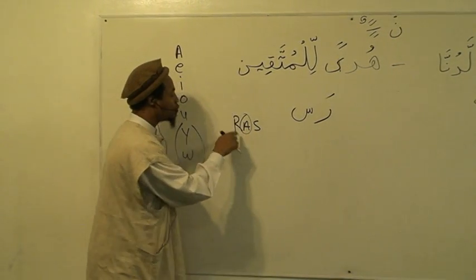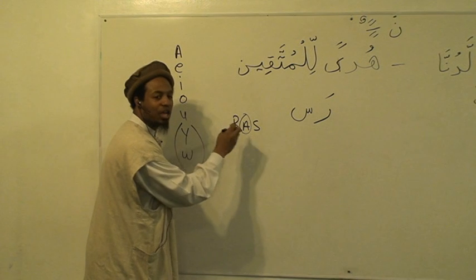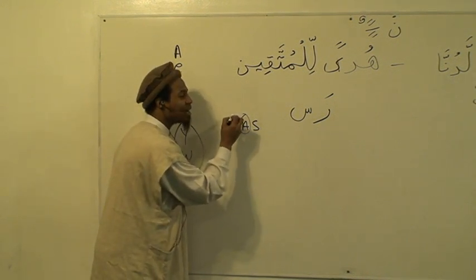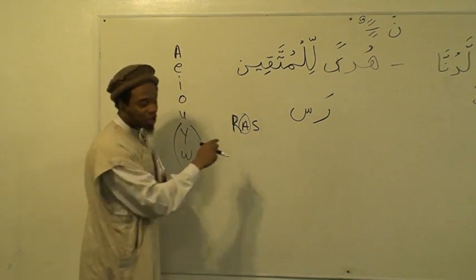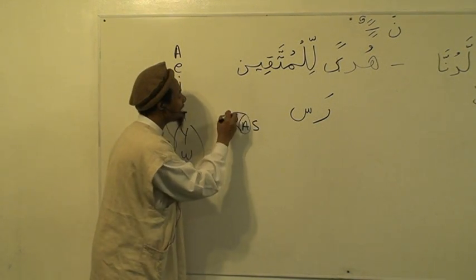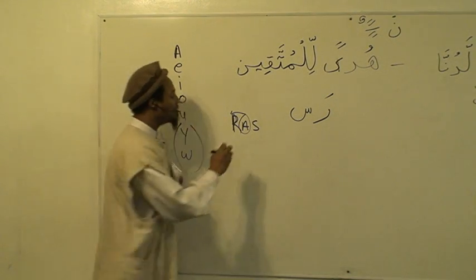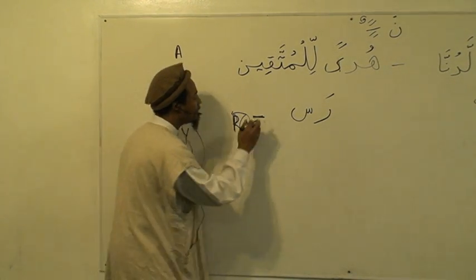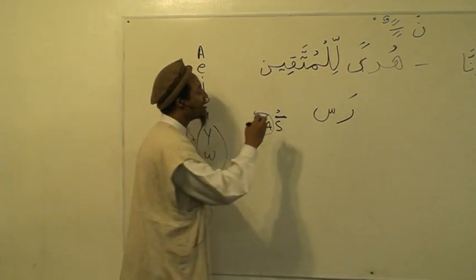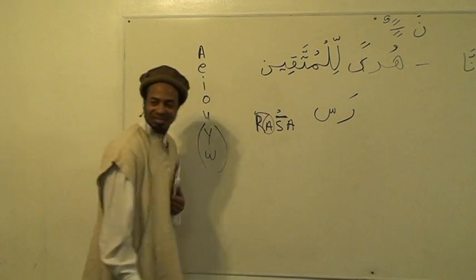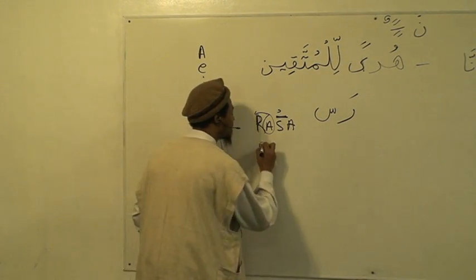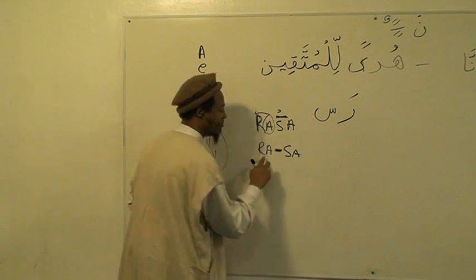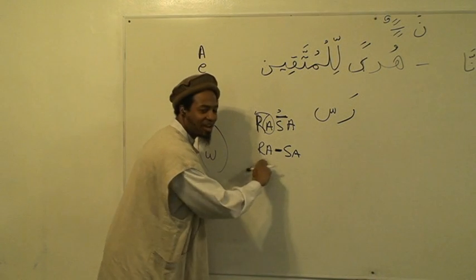So, in this word, Russ, the vowel sound always originates from the letter before it in Arabic. But I'm trying to show you how we can see that. It is always attached to the previous letter. It has nothing to do with this letter. This letter can be sukoon, or it can have its own vowel. Hence, we should write it like this: ra, sa, rasa. They're not together.